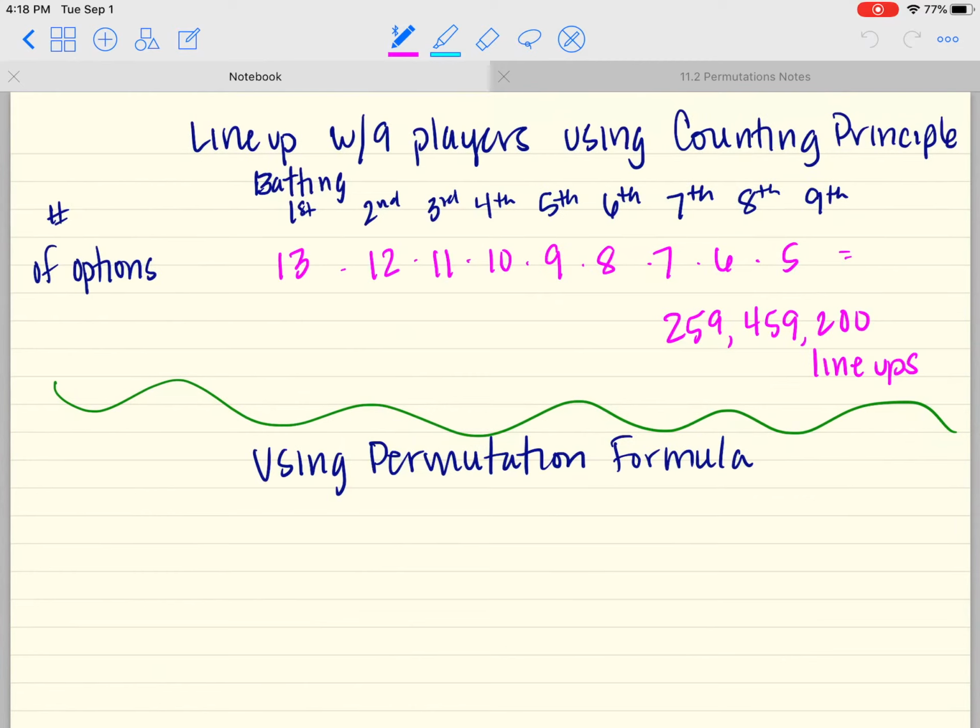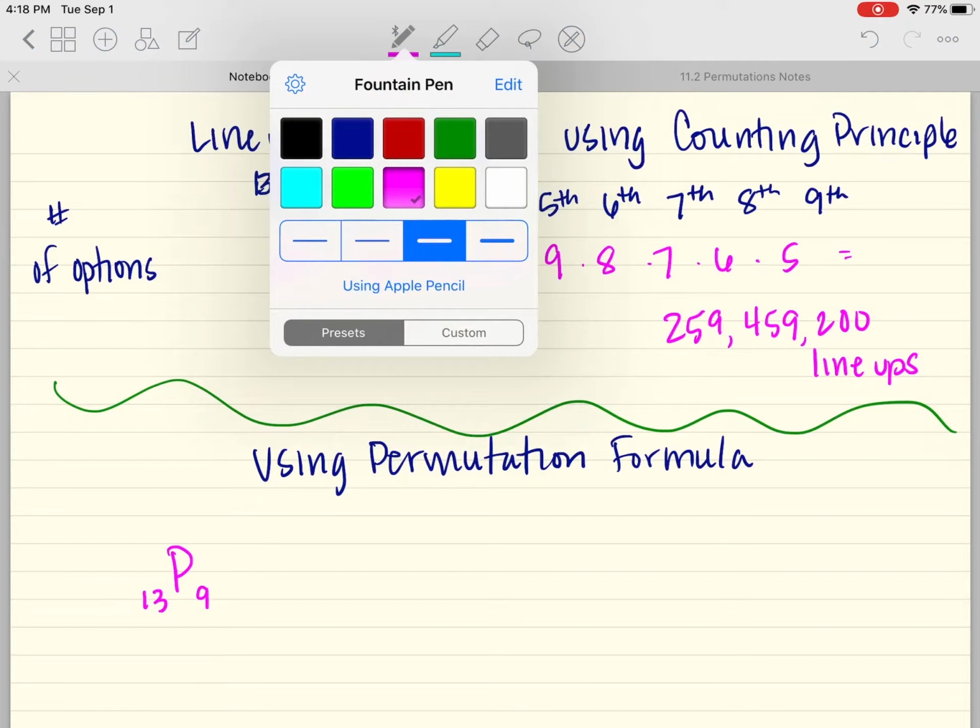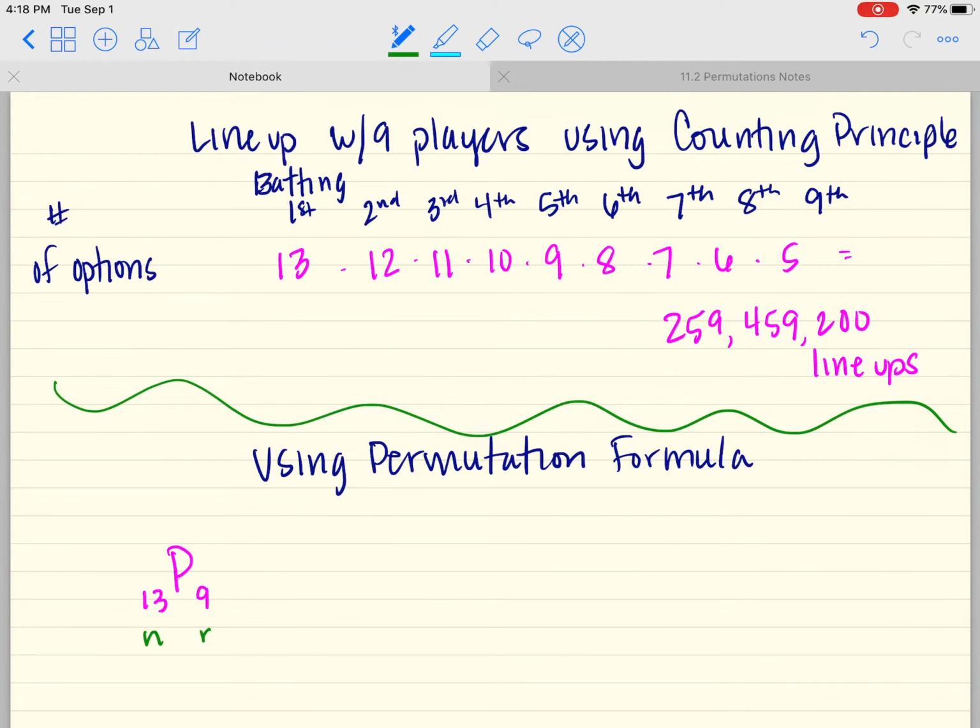So the second problem, we looked at the lineup. We were choosing 9 players from a group of 13 players. So we would say, what's the number of permutations when you're choosing 9 players from that group of 13? Remember, this is n, this is r. It's supposed to be n factorial over n minus r factorial. So n factorial would be 13 factorial, n minus r would be 13 minus 9 factorial.